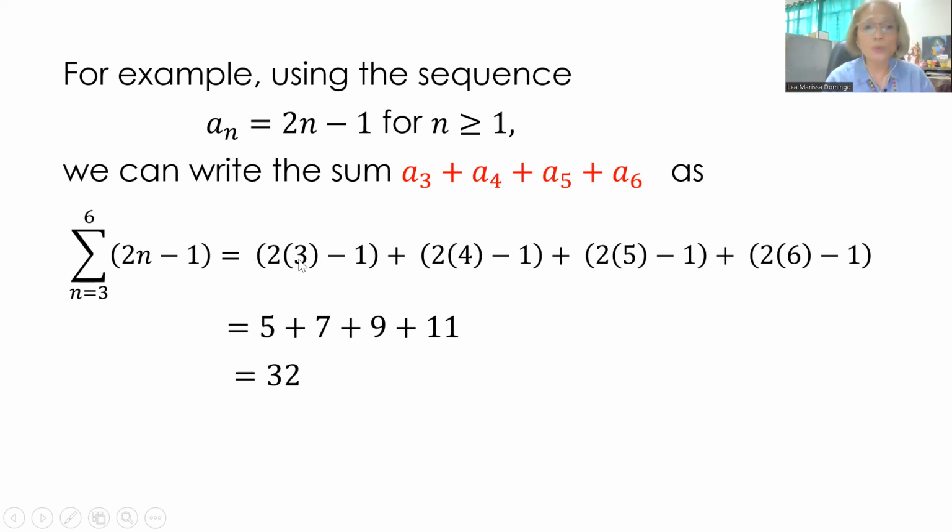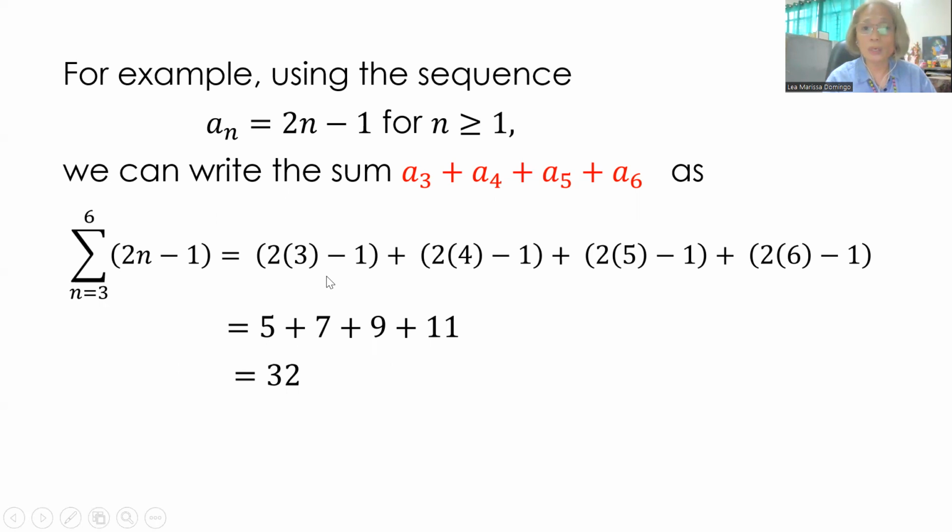So, we have 2 times 3 minus 1 plus 2 times 4 minus 1 plus 2 times 5 minus 1 plus 2 times 6 minus 1. So, notice, pinalitan lang natin yung n sa formula, no? So, sa expression ng numbers 3 to 6. Bakit po 3 to 6, ma'am? Kasi yun yung sabi, yung kailangan natin, yung sum ng a sub 3 up to a sub 6.